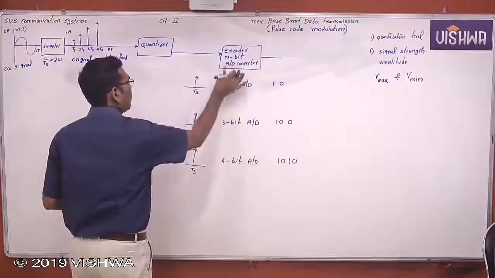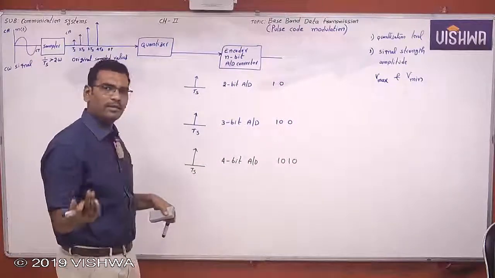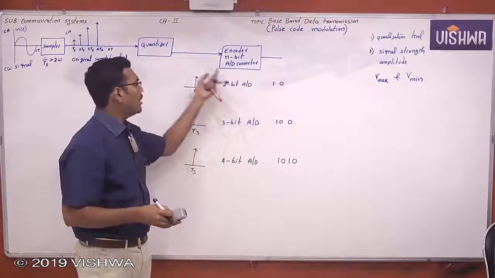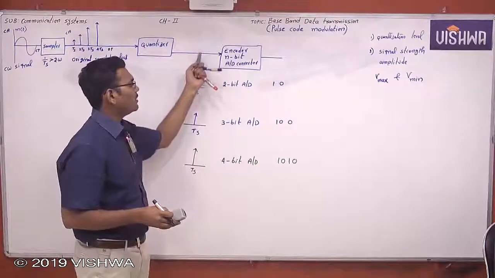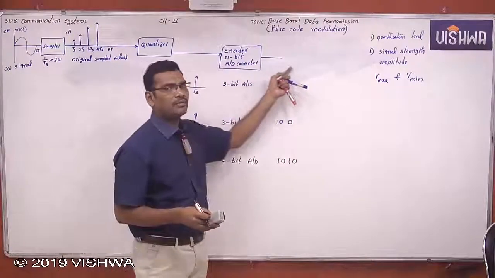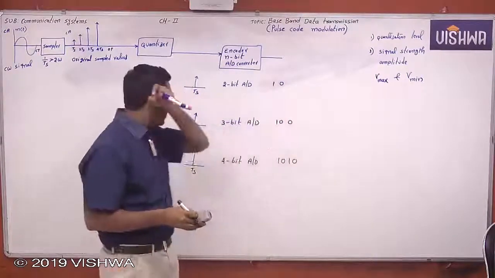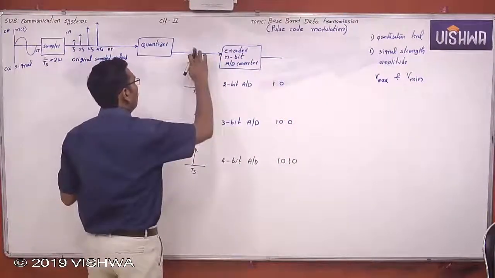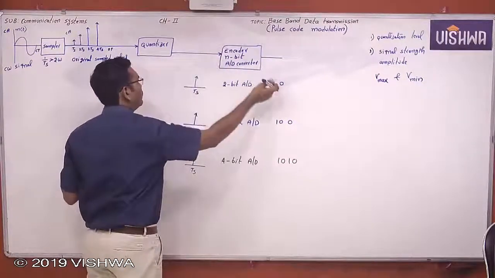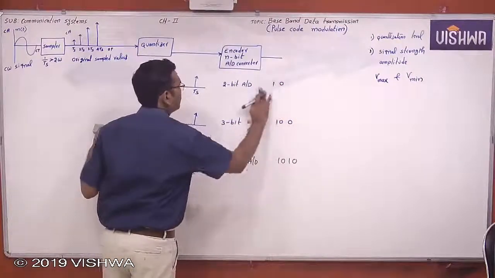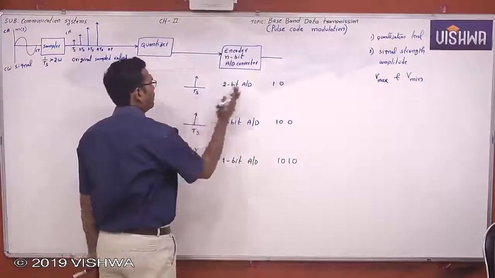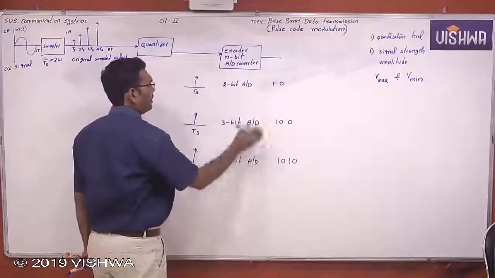Whatever type of encoder you require, you can take an encoder and connect it here. The encoder's job is, whatever sample is coming as input to the encoder, that sample value is directly converted to a binary sequence of ones and zeros. Whatever the quantized samples, all those quantized sample values are converted to ones and zeros. Clear or not? This is the encoder output and this is the job of the encoder.